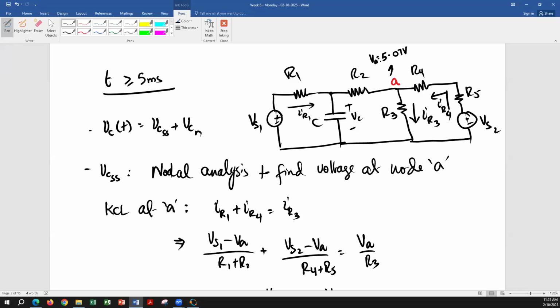Yes, very good. Excellent, very good, excellent. So we will find IR1 first. VS1 minus VA over R1 plus R2. That's IR1 using Ohm's law. Once we know the current passing through R1 and R2, then VS1 minus the drop in R1, which will be IR1 times R1, is going to be the voltage at that node VC.